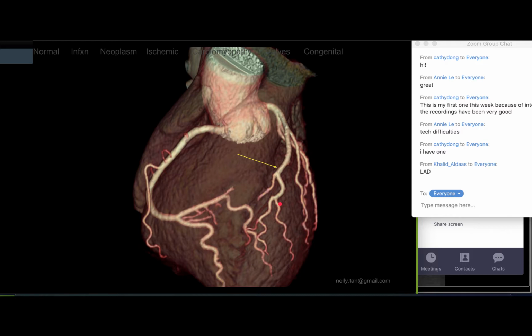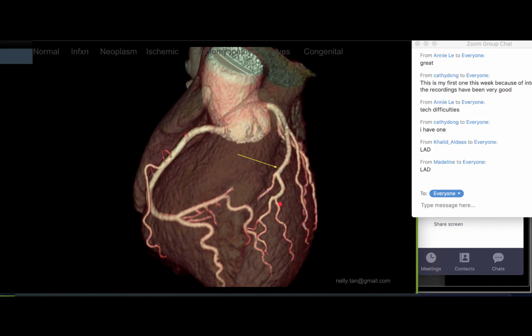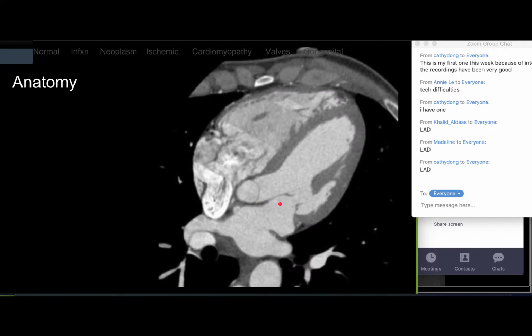LAD, okay. Everyone agrees? Perfect. And what chamber is this? So this is, we call it cardiac CT, and it's optimized to look at the cardiac structures. Good. And then what valves communicate between the right atrium and right ventricle? Good. And how do you know it's the right versus the left?